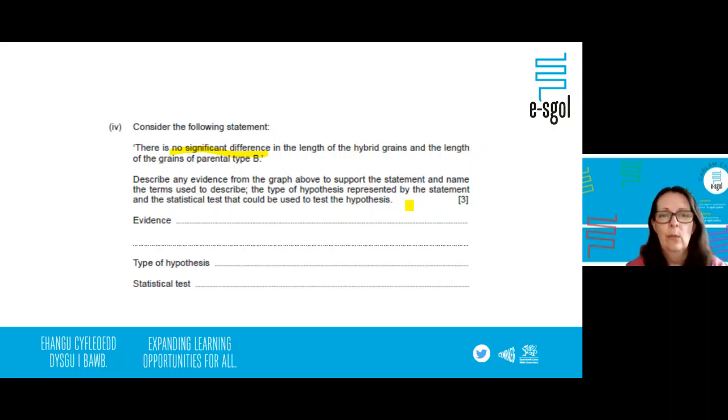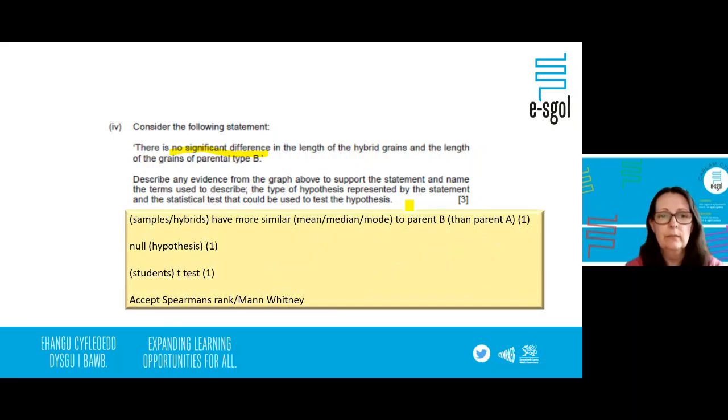Okay, so what evidence have we got from the graph to support the statement? And then we're looking at the type of hypothesis and the statistical test. So the evidence from the graph is that we have similar mean or median to parent B. It's a null hypothesis, and the test we would carry out would be the student t-test.